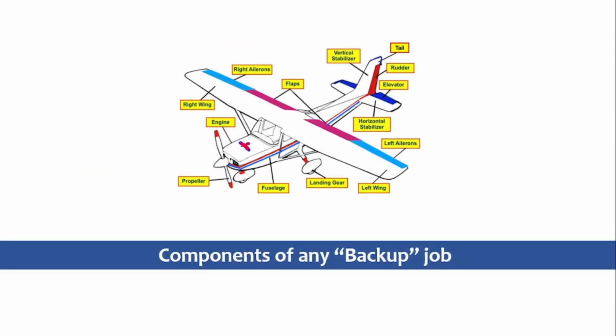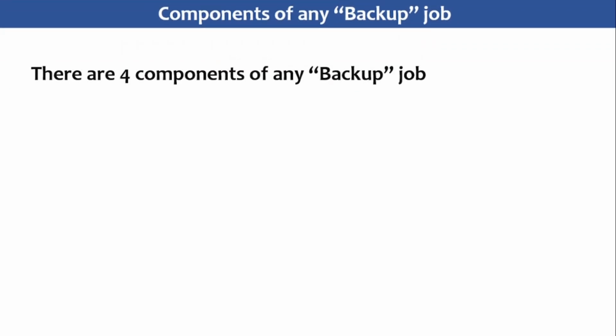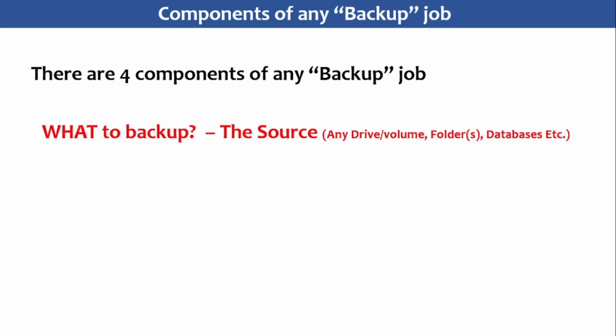Now let us understand the components of any backup job. Let it be any backup tool, let's say Veritas NetBackup, Backup Exec, Legato Networker or Veeam Backup, any backup tool. These are the prominent components of any backup job. There might be more components, but these are the most significant components. There are four components of any backup job. Number one, what to backup.